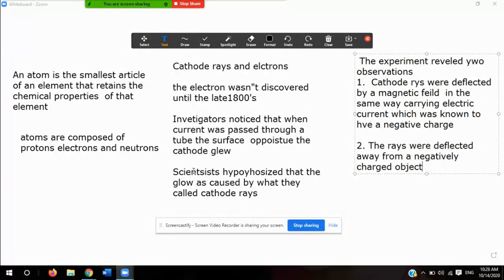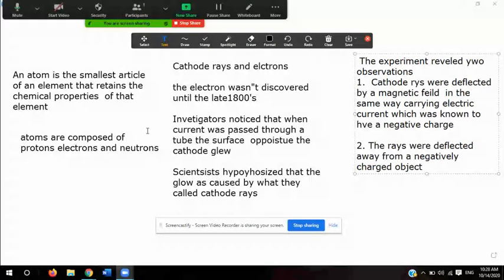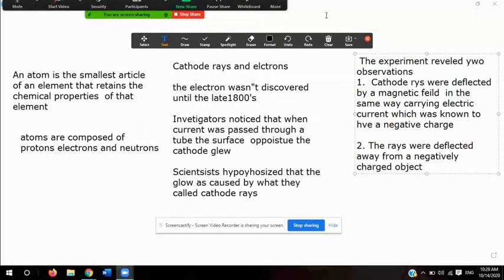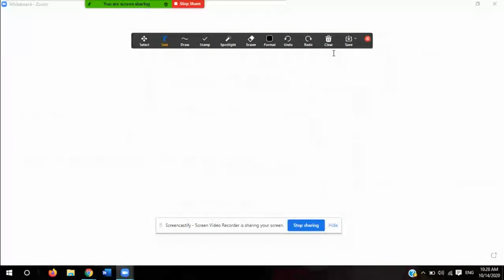Two very important conclusions came from this experiment. Number one is that the cathode rays were deflected by a magnetic field in a similar way to how a wire carrying electrical current was deflected. They knew the wire had a negative charge, so they assumed that might be what was happening here. The other thing discovered is that the rays were deflected away from a negatively charged object. So pretty much, almost purely accidentally, they discovered the electron in this experiment. Now we're going to see a little more detail of that.